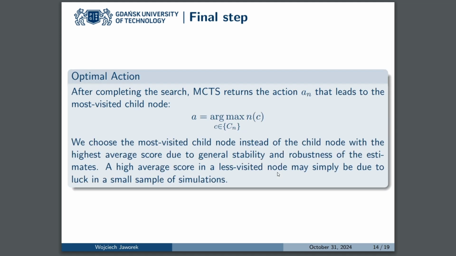The final step of the algorithm is, after the search is complete, we want to know what the optimal action is. In MCTS, the optimal action that is returned leads to the most visited child node, and not the child node that has the highest average score, for example, because a high average score in a less visited node may simply be due to a small sample of simulations. Whereas with the most visited node, we are guaranteed that this node was examined very frequently in the simulation.